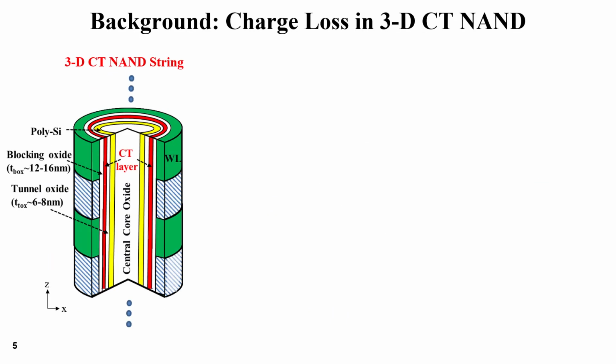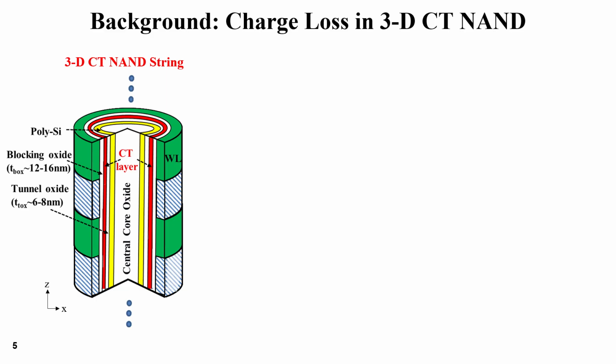This slide illustrates the structure of a 3D charge trap NAND string. Charge is stored in the silicon nitride layer, surrounded by tunnel oxide and blocking oxide. The silicon nitride layer is shown in red color in the schematic. The silicon nitride region is shared along the cells in a single string.